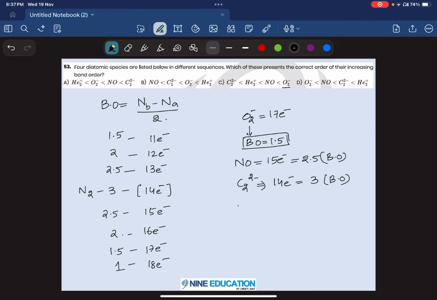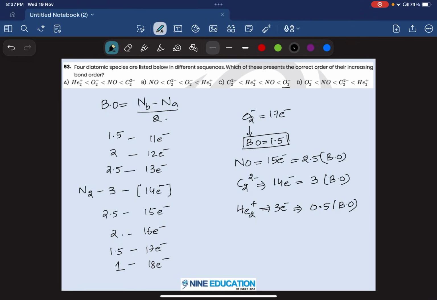So then comes He2 plus. The number of electrons present in He2 plus is nothing but 2 plus 2, 4, minus 1, 3 electrons. Three electron species, if you follow the same order, just extend it, you will get the bond order as 0.5.